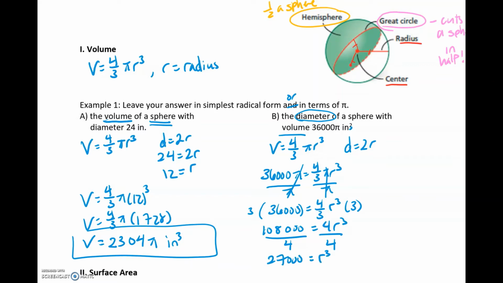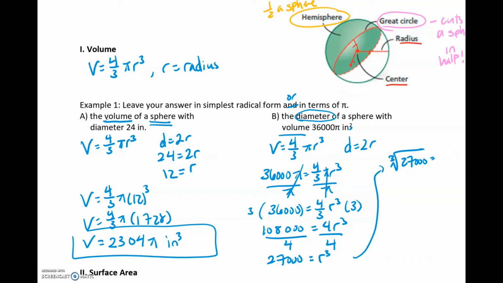So now I have to dig into our memory and think back to Algebra 1. What's the inverse operation of a cube? We know the inverse operation of a square is a square root. So what's the inverse operation for a cube? Well, we're going to cube root it, right? So the cube root of 27,000 is going to be equal to r, because we want to get rid of that third power. Let me rewrite that a little bit clearer.